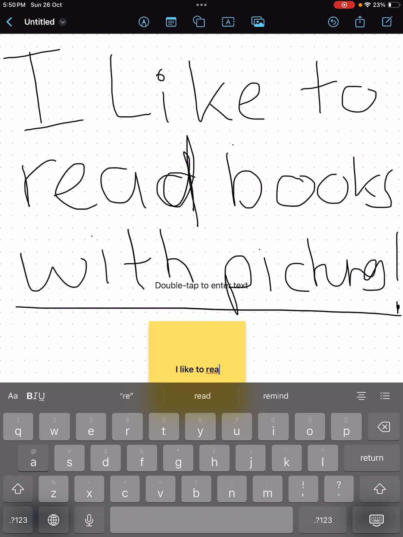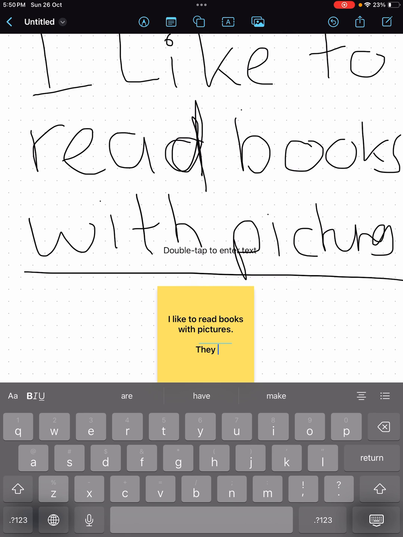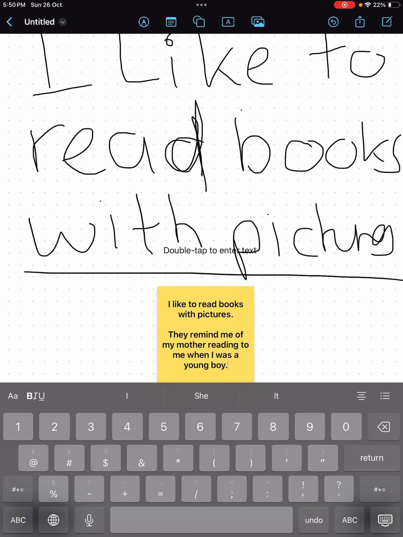So, I like to read books with pictures. Okay. We will also say they remind me of my mother reading to me when I was a young boy.